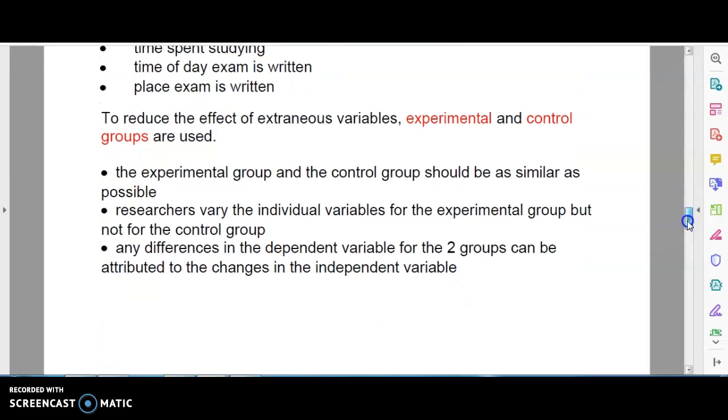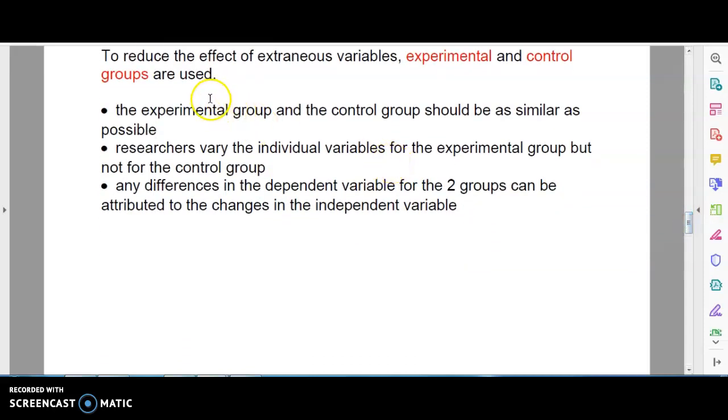low exam mark. Okay, so when researchers do experiments to reduce the effect of extraneous variables, they use experimental and control groups. The experimental group and the control group should be as similar as possible. Researchers vary the individual variables for the experimental group, but not for the control group. Okay, and then any differences in the dependent variable for the two groups can be attributed to the changes in the independent variable. Okay, so in this case, what we're talking about here is you'd have an experimental group and a control group, so you want them to be as similar as possible.